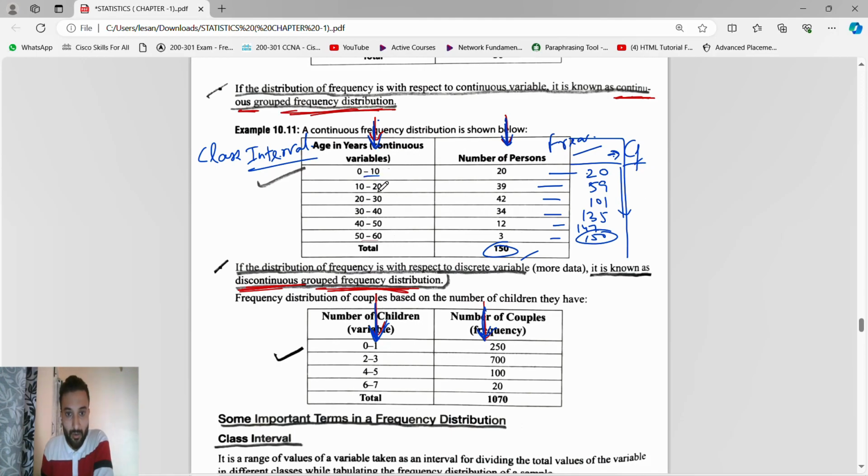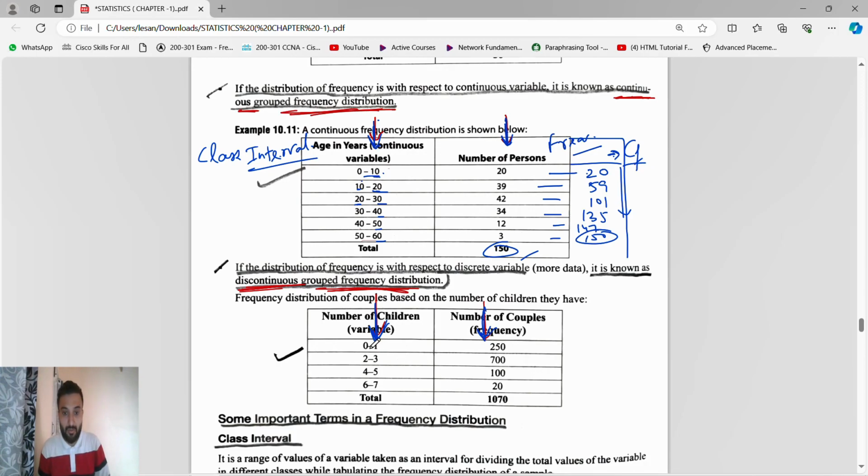Now here we have 0 to 10, 10 to 20, 20 to 30, 30 to 40, 40 to 50, 50 to 60. This is continuous. Why? Because 0 to 10 stops at 10, then 10 to 20 starts from 10. It stops at 20, then 20 to 30 starts from 20. Where we stop, we start from the same place. So this is continuous.